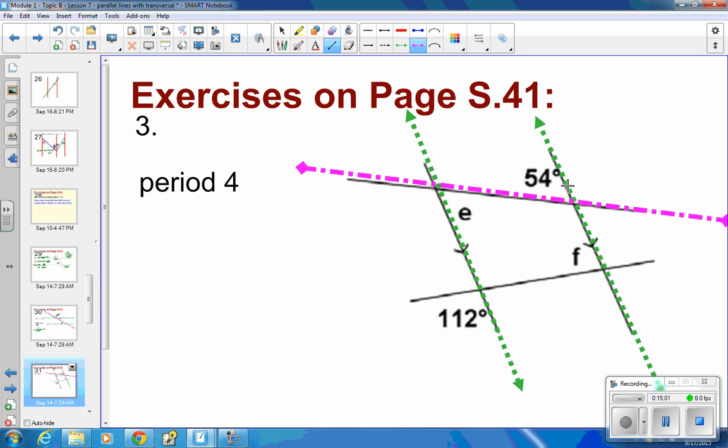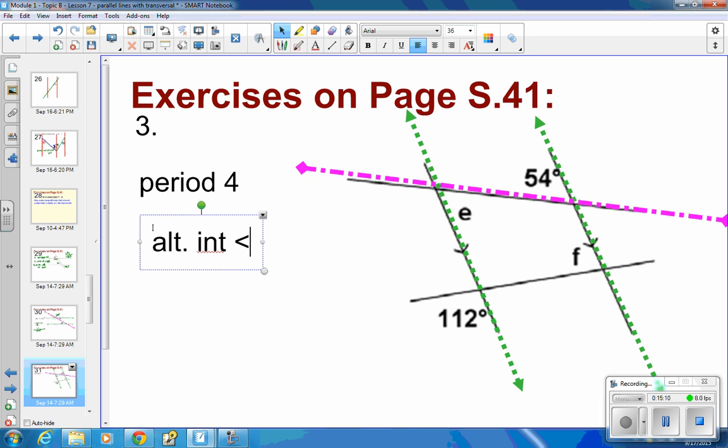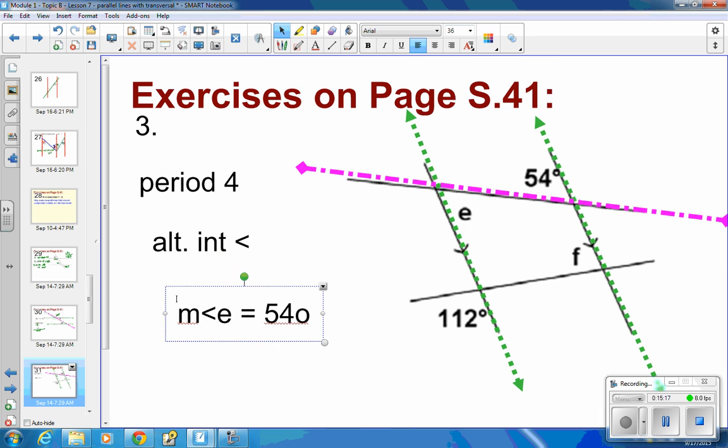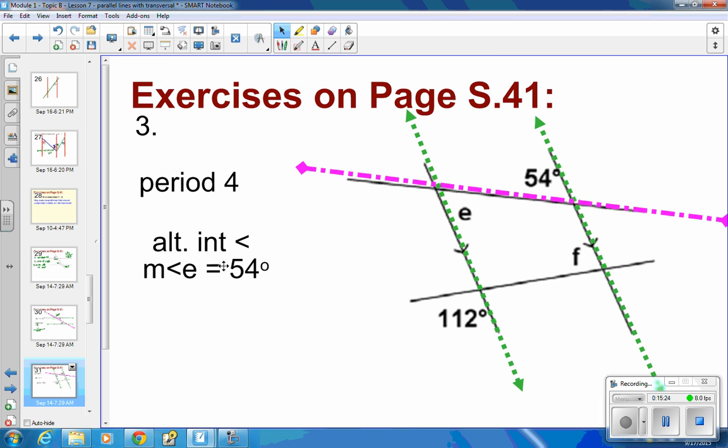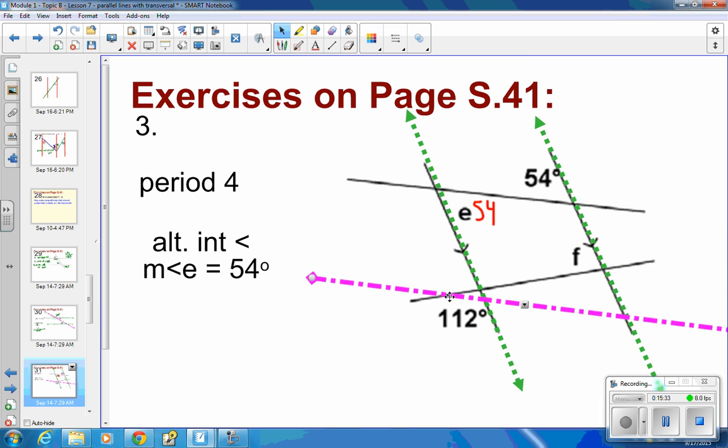So if I look at the two green parallel lines and the fuchsia transversal, this 54 would be an alternate interior angle. Alternate interior angle. And so angle E, the measure of angle E, would be equal to 54 degrees. Okay, alternate interior angle. So that gets me a 54 over 2 here. Okay, then if I look at the other set, so let's move this down.